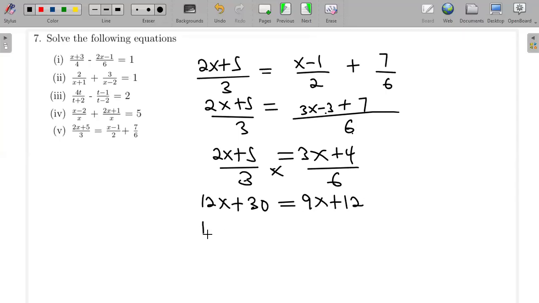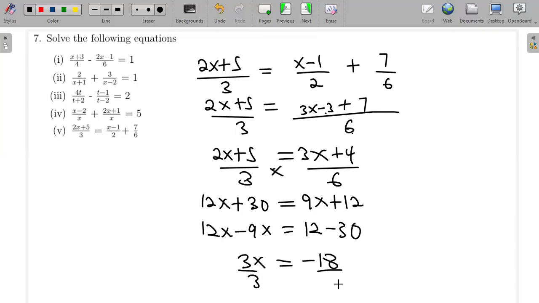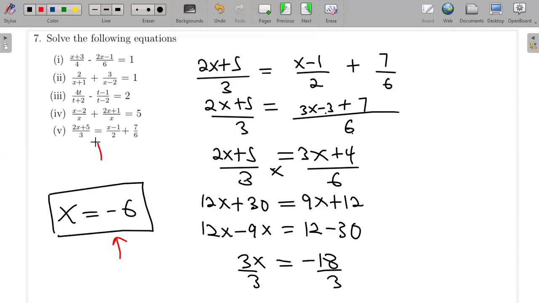Like terms together, 12x − 9x = 12 − 30. So this will be 3x = −18, divided by 3, divided by 3, x is simply equal to −6. Okay, so if you want, you can take this −6 and try it out in this equation. You're just going to see that the left-hand side and the right are going to be the same.